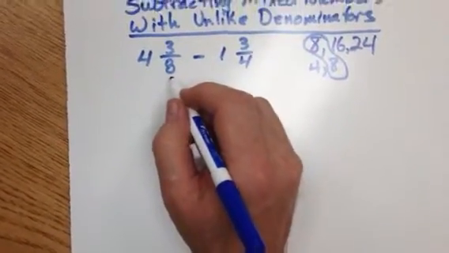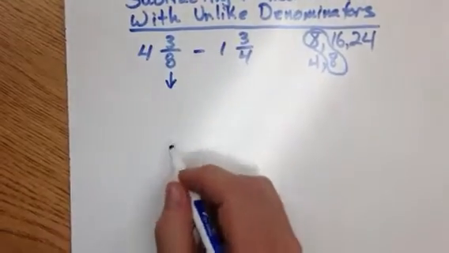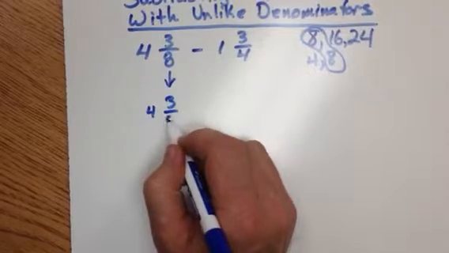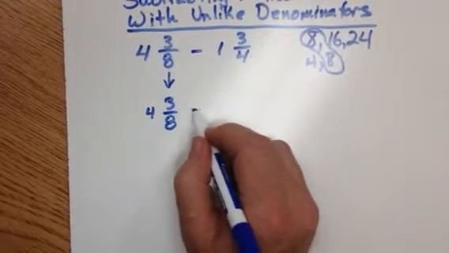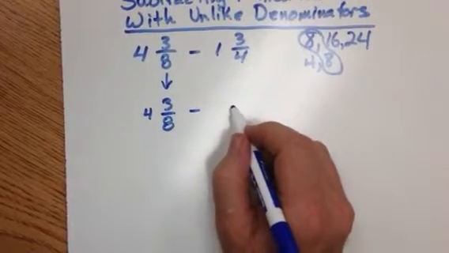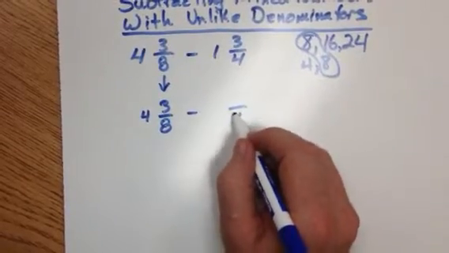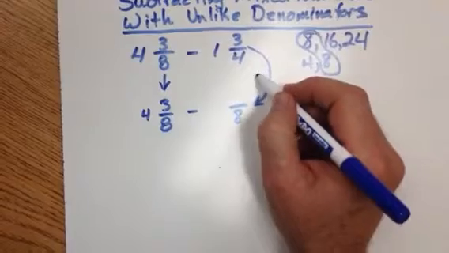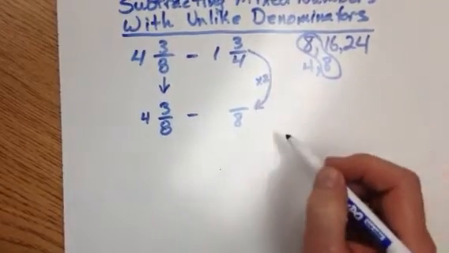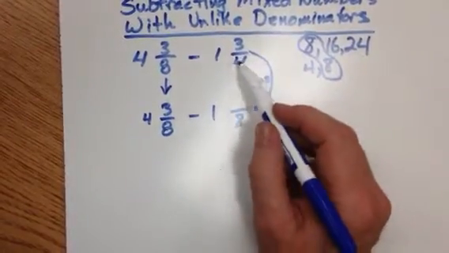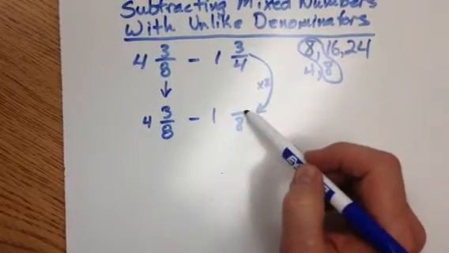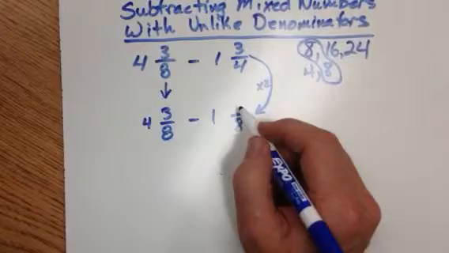Now, this fraction already has a denominator of 8, so it gets to stay the same. So 4 3/8. On this side, our 4 is going to become an 8, and it does that by multiplying it by 2. So 4 times 2 is 8. We multiply 3 by the same number to keep our fraction equivalent. 3 times 2 is 6.